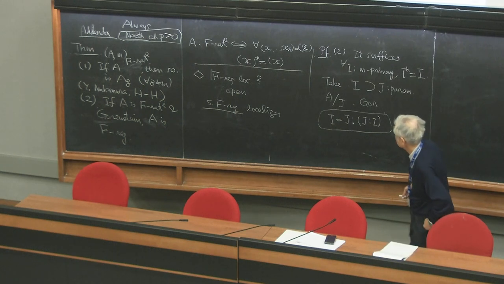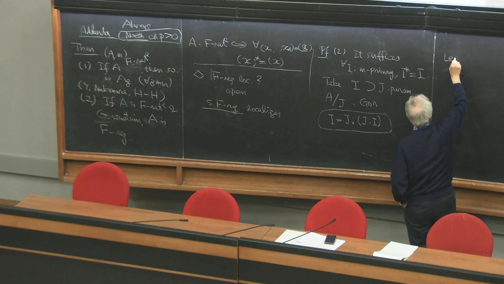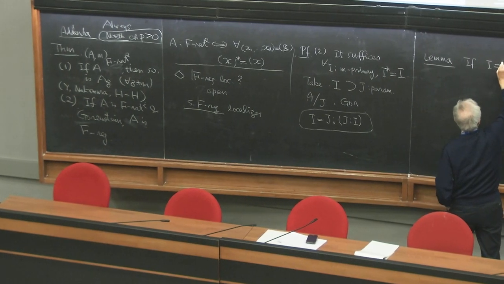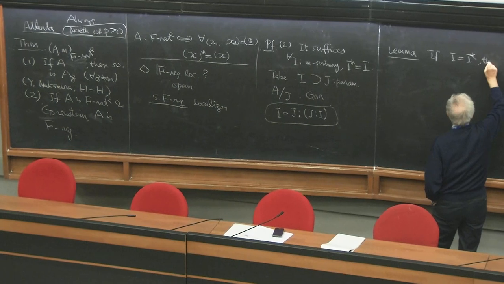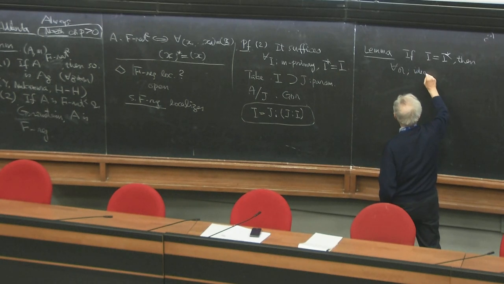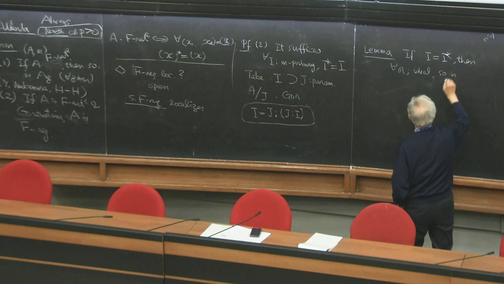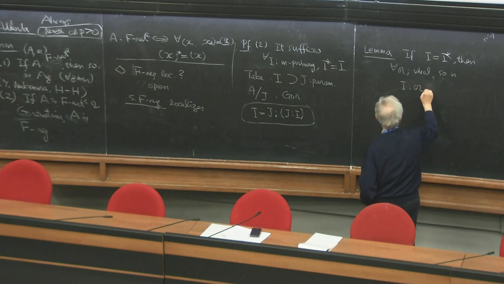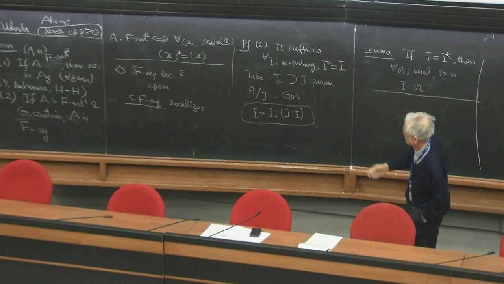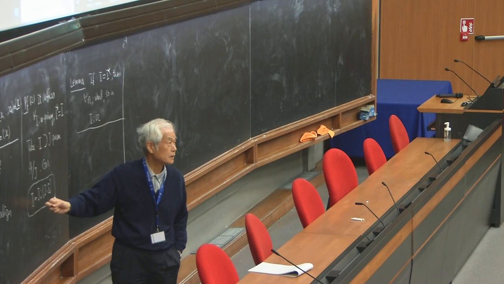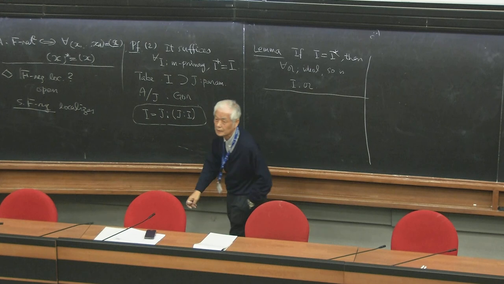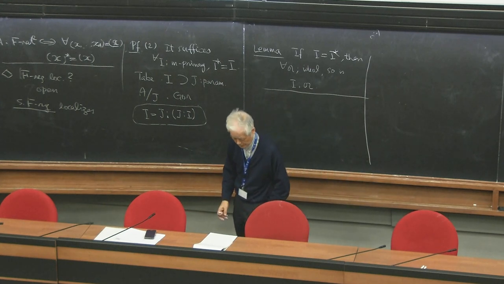And then there is some easy lemma. So if I is tightly closed, then for any ideal, I colon A is also tightly closed. Of course, this is a parameter ideal, and by assumption, tightly closed. And so this colon is tightly closed too. Okay.